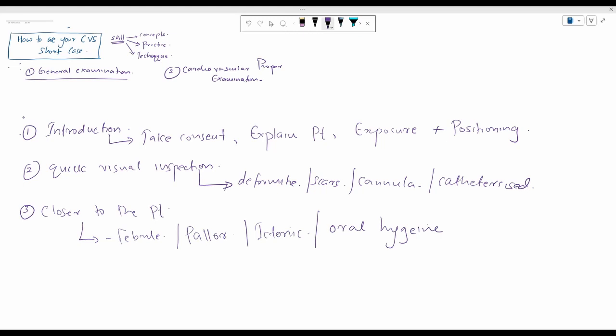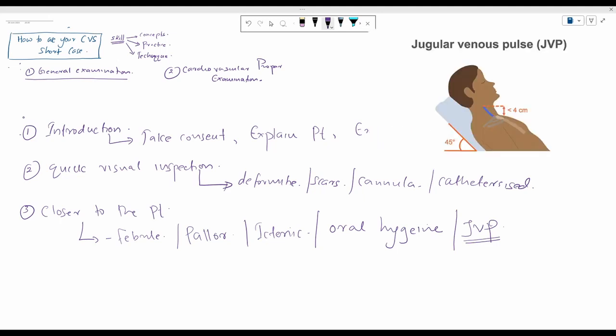Then you just inspect the JVP, inspect the neck veins. If you feel like they are congested and elevated, you need to ask the examiner that you would like to examine the jugular venous pulse in a proper technique. So you need to make sure the patient is inclined at a 45-degree angle to see the jugular venous pulse. Right.